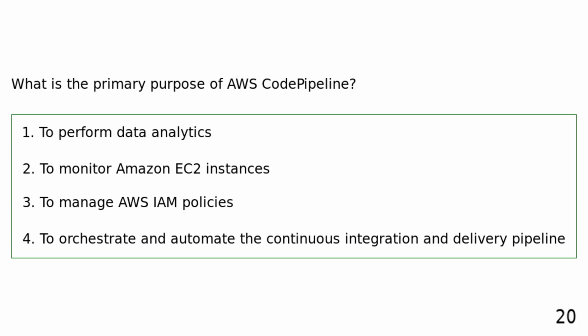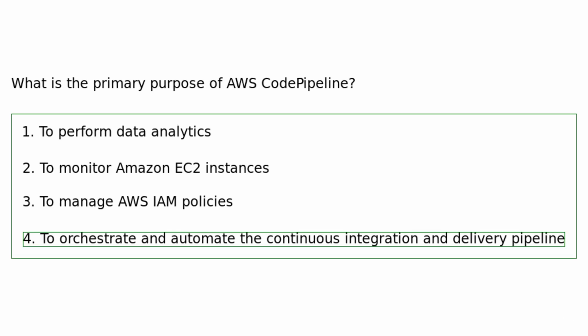What is the primary purpose of AWS CodePipeline? To perform data analytics. To monitor Amazon EC2 instances. To manage AWS IAM policies. To orchestrate and automate the continuous integration and delivery pipeline. AWS CodePipeline's primary purpose is to orchestrate and automate continuous integration and delivery pipelines.